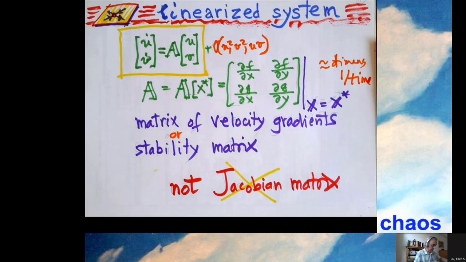gradients, and I'll give you a link to Carol's book if you care to do this. And regrettably, often you'll see the Jacobian. Now, this happens because nonlinear dynamics is shared by almost all of quantitative science, from economics to neuroscience to fluid dynamics to aeronautics, all kinds of things. And everybody gives names to things as they see fit. And there's lots of specialization.